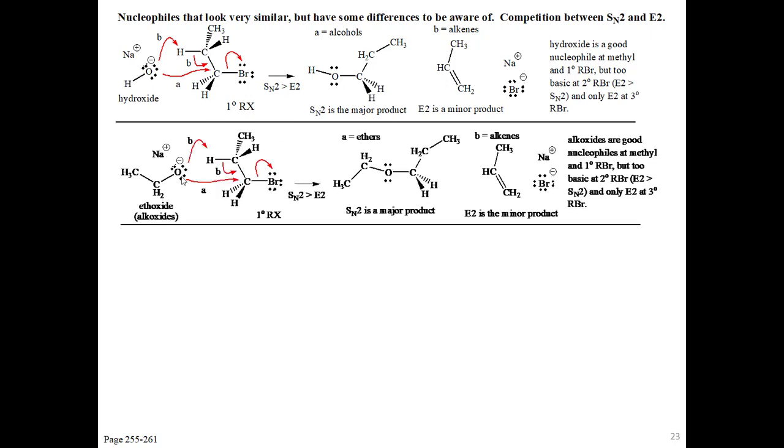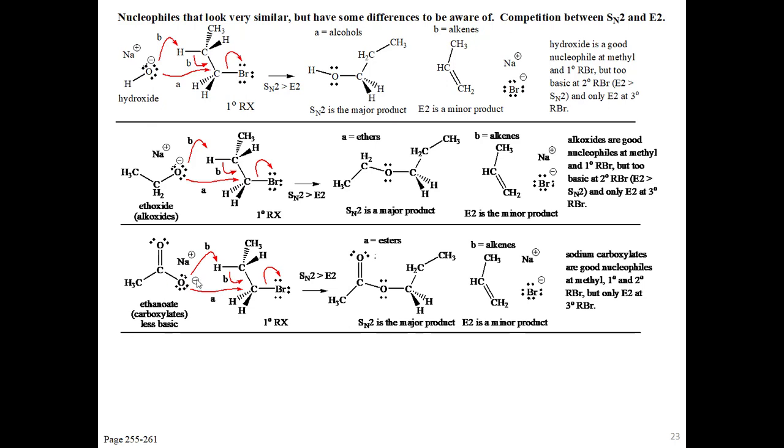If I use instead the alkoxide, it reacts almost exactly like the hydroxide. Does a little bit of E2, but mainly SN2. Now when you look at this, we have a carbon, oxygen, carbon. This is an ether. So now we've got a way of making alcohols, and we've got a way of making ethers. Remember how we made this. We used sodium hydride with an alcohol.